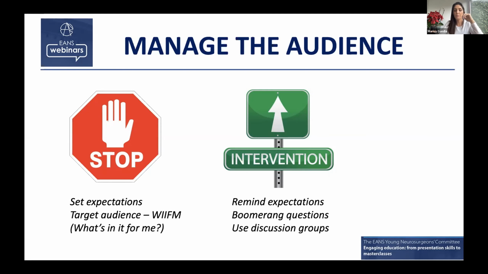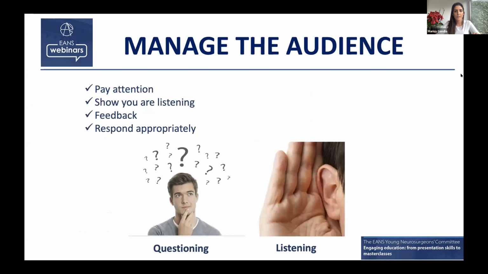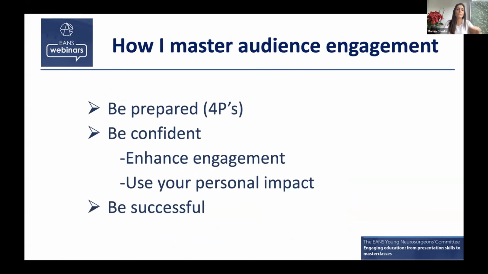And if you have the perception that's not happening, you can always use boomerang questions, or even stop and use a discussion group. The last thing to engage your audience is to pay attention to the feedback. So pay attention to what's happening, show that you are listening, respond appropriately to the questions, and use your feedback, because humans have this capacity. You can use your feedback to modulate your talk regarding what's happening in the audience. So in summary, be prepared with the 4 Ps, be confident, enhance engagement, use your personal impact with your power pose, and be successful. Thank you.